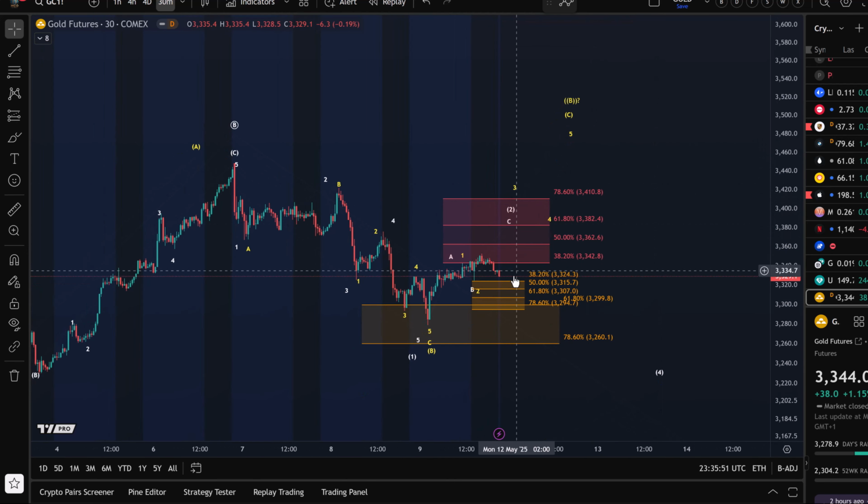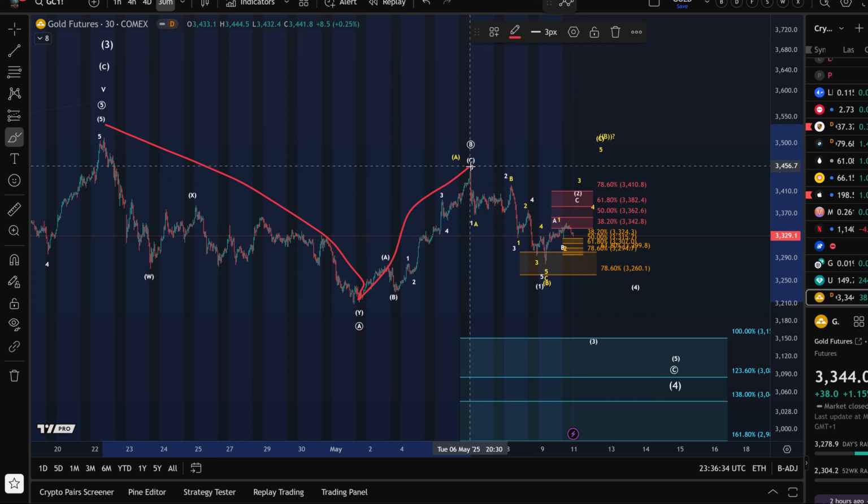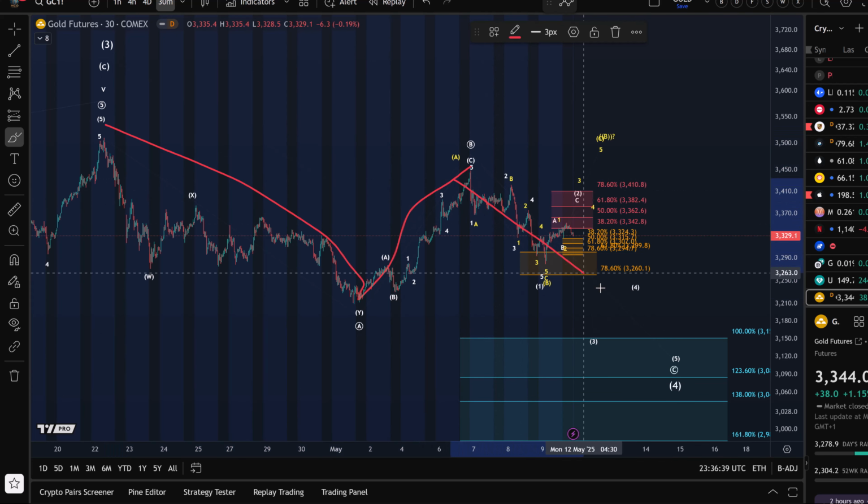Now, in the white scenario, that would be the nice and easy pathway. We're tracking an initial A wave down, which might have bottomed on the 1st of May. Then a B wave rally to the upside that topped on the 6th of May as an AB, and then the C wave down could take us now towards that blue box. This is the Fibonacci extension zone.